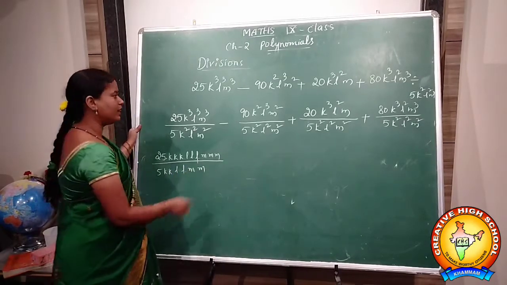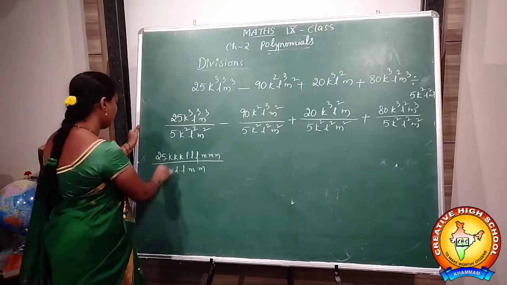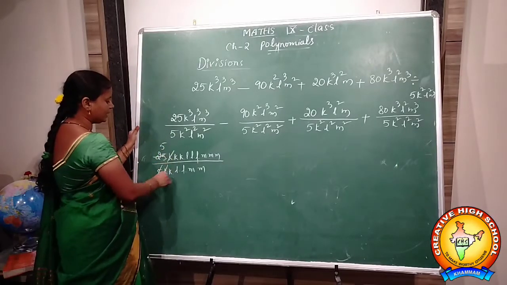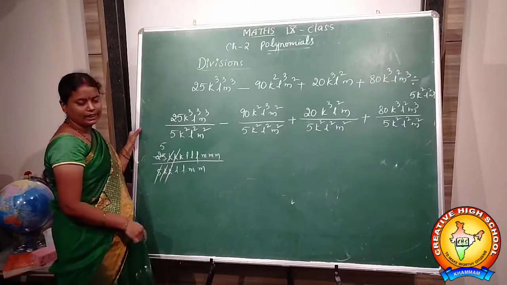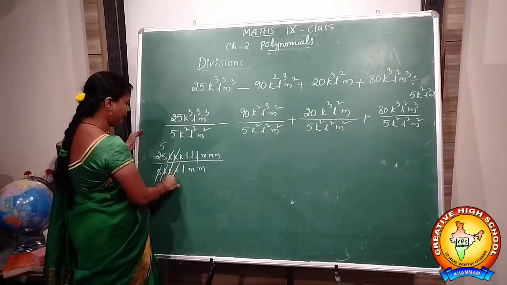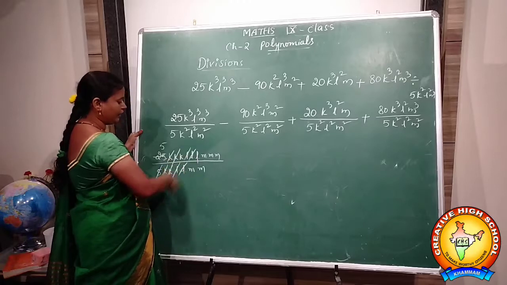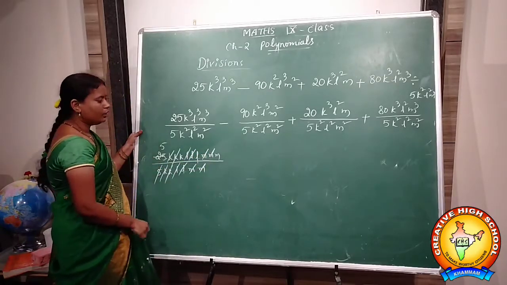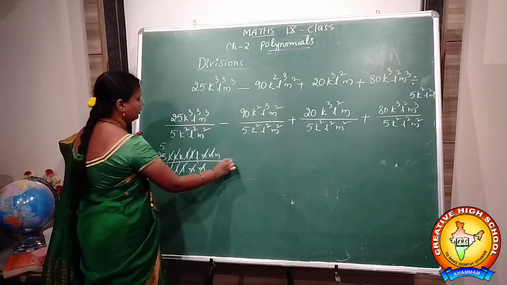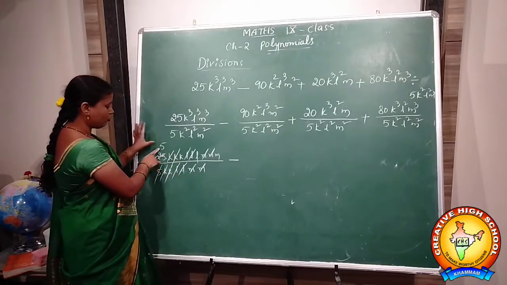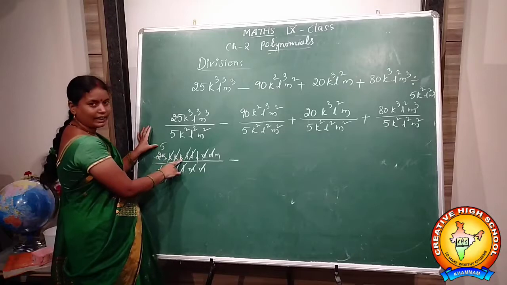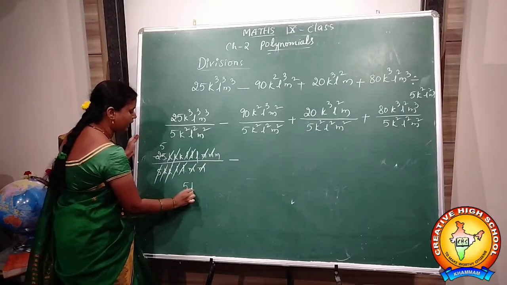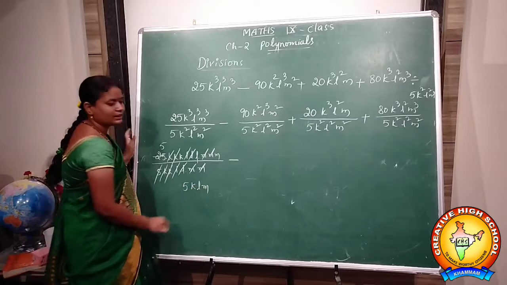See here, if there is any cancellation we can do. 5 ones are 5, 5 5s are 25. 1K gets cancelled, 1K gets cancelled. And see here, 1L gets cancelled, M gets cancelled. Okay, next. What is left here? 5, 1k, 1l, 1m is left. So 5klm is left here.